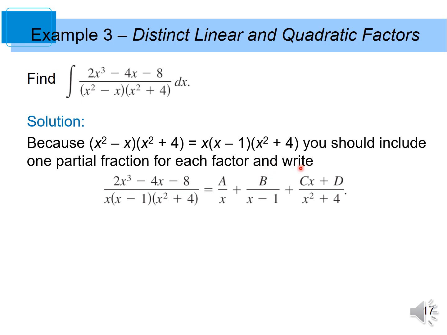And for the first factor, a linear factor, it is A over x. And the second factor, x minus 1, so B over x minus 1, plus the last factor is a quadratic factor, so refer to step 4. We should have two unknowns, so we write Cx plus D over x squared plus 4.